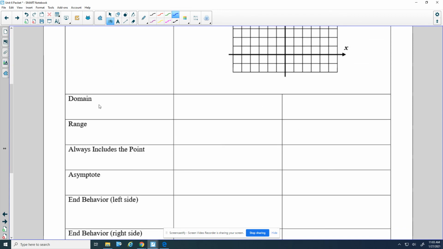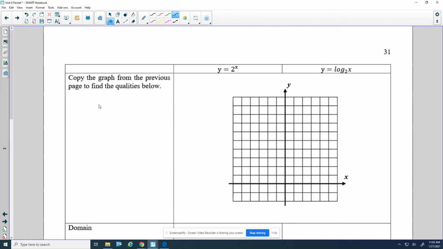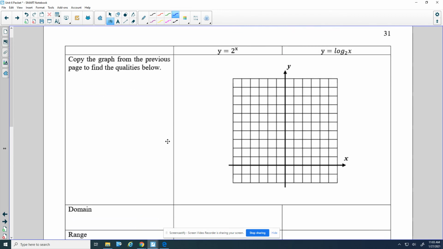We're going to write down properties of those graphs now. And I'm going to do that on this page. I'm actually going to start a new video, though, because I don't want these to get too long.